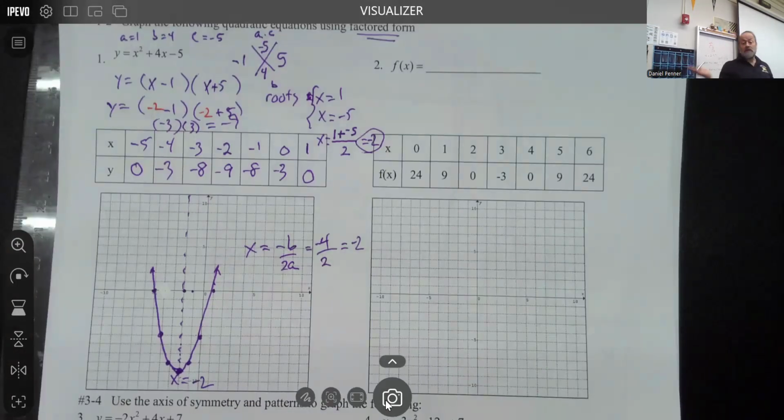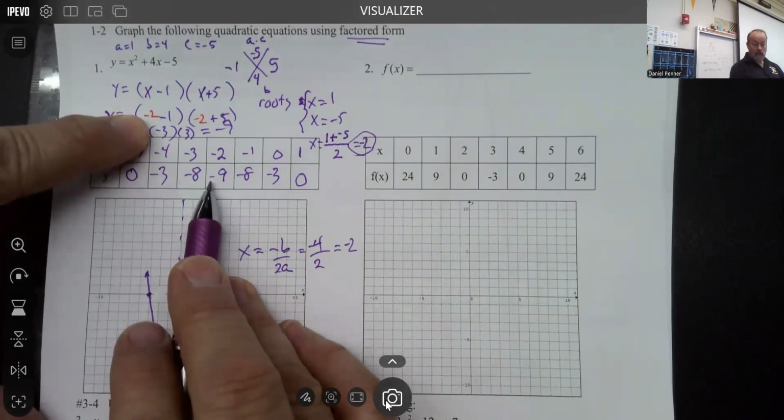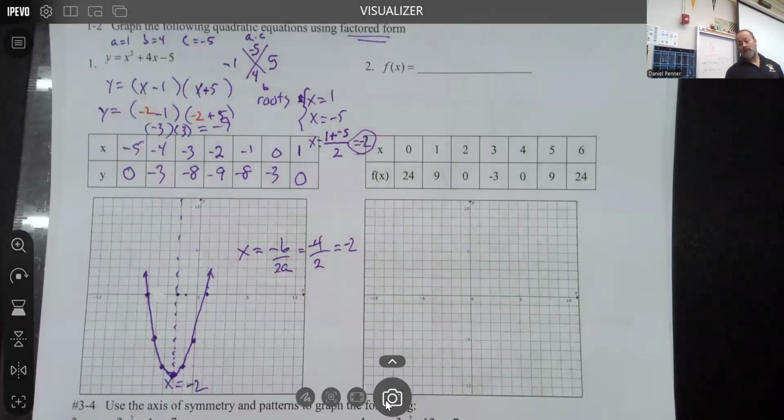Now, ultimately, two different ways to do the same problem. We could have started with this -2 and plugged it in, which looks like exactly what we did here, and then used the 135. Two different ways to do the same problem.